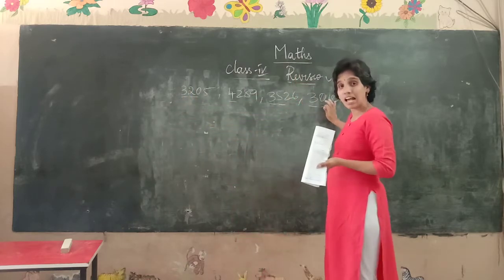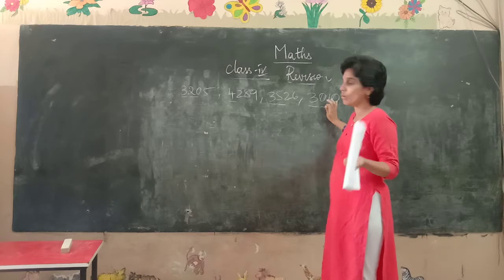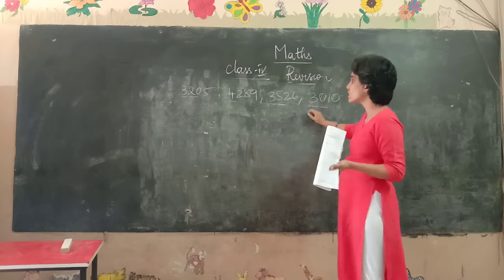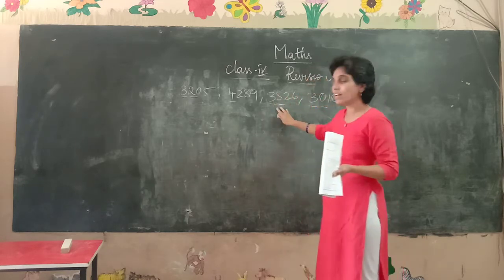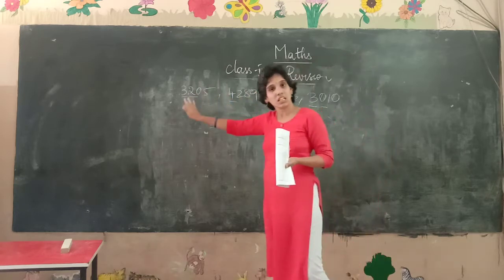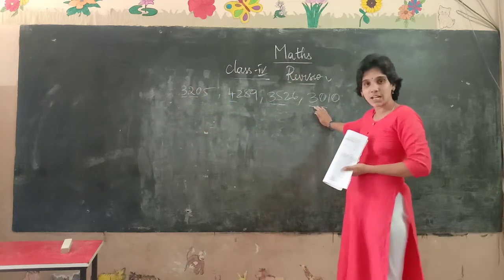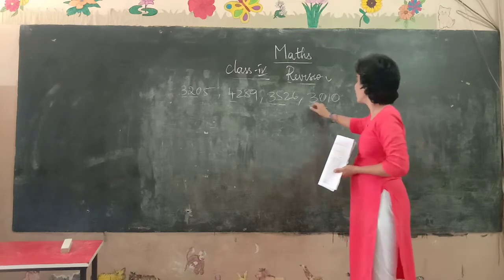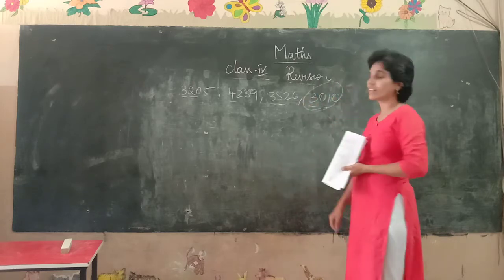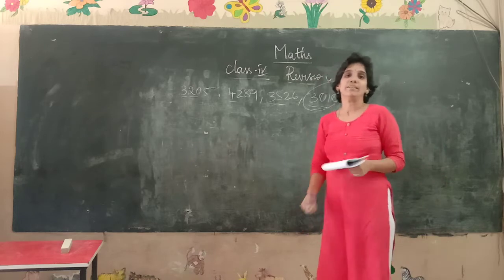And the last, smallest one is 0. So we need to circle the smallest number. 3500 is a big number. 3200 is also a bigger number. But this is only 3010. This is the smallest number. So you circle the smallest number.